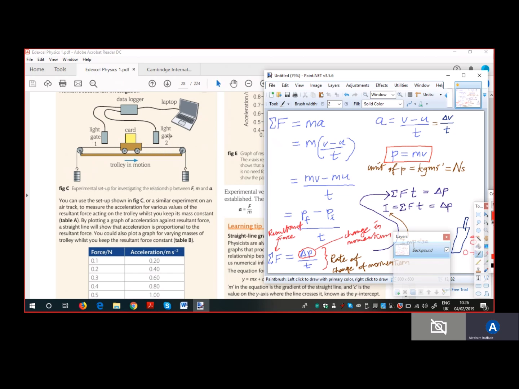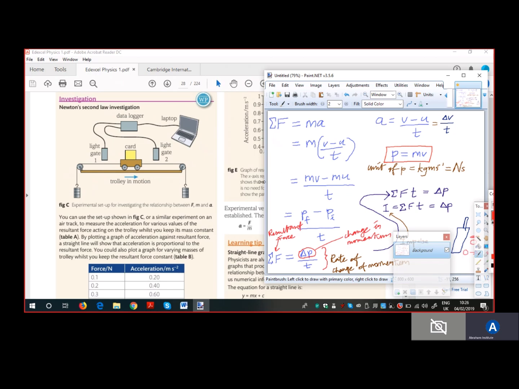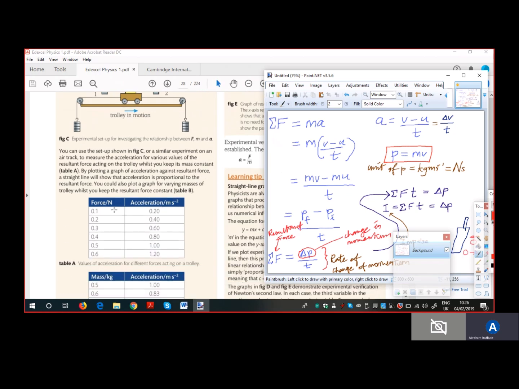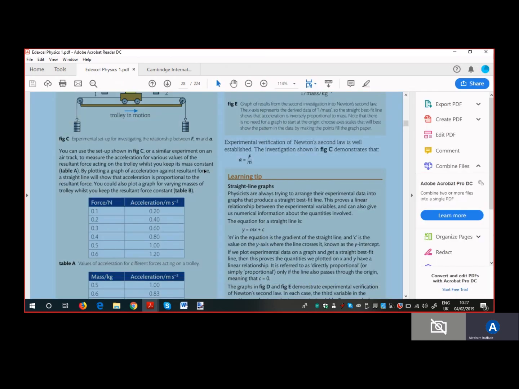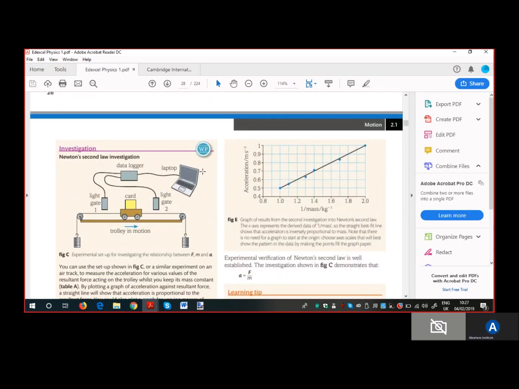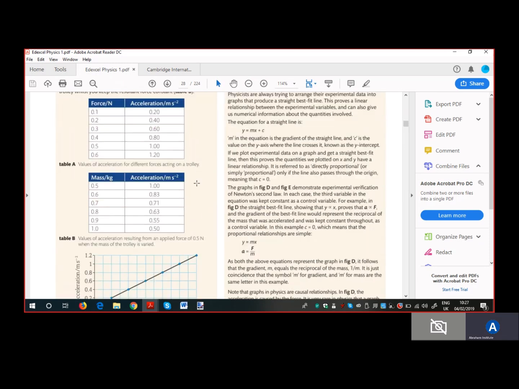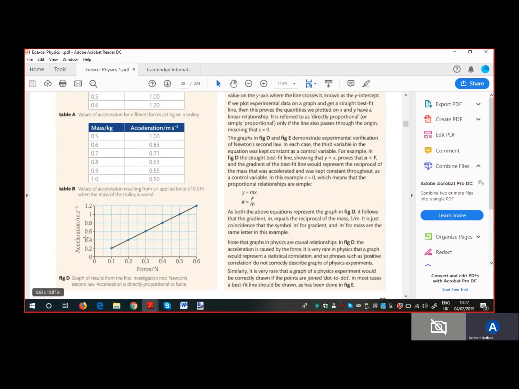Acceleration we can find using this equation. Then using those we can calculate the values for different forces or different weights that are hung. You have different resultant forces, and you can get the accelerations for those resultant forces. This way you can plot a graph, maybe like this here, force versus acceleration, or acceleration versus force, and then you get the gradient.